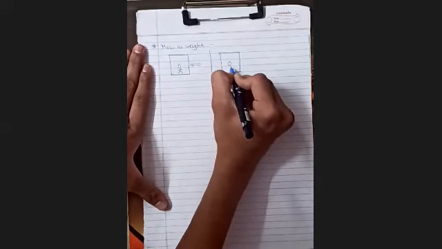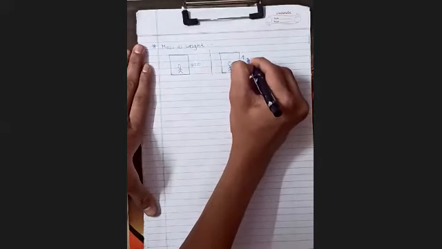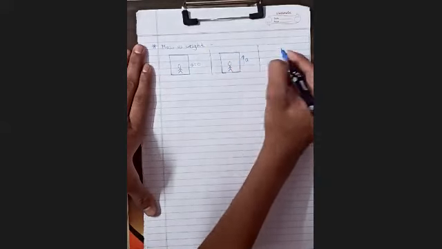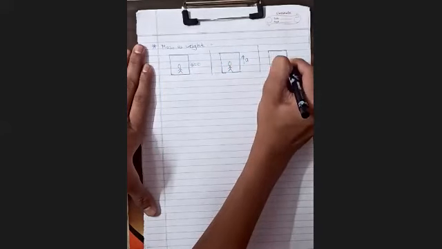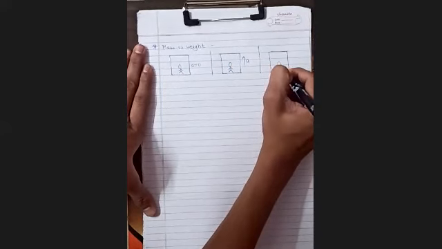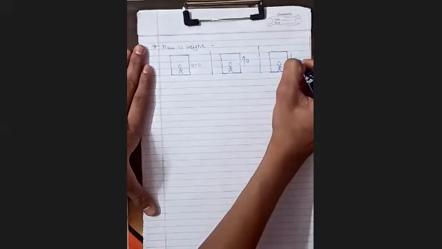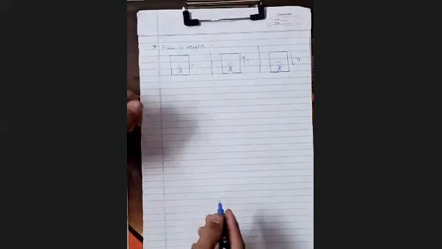Second, here is a man. The elevator is accelerating in the upward direction with acceleration a. And the third case is, here there is an elevator, there is a man, and the elevator is accelerating in the downward direction with acceleration a. So we have to find the normal reaction in each case.